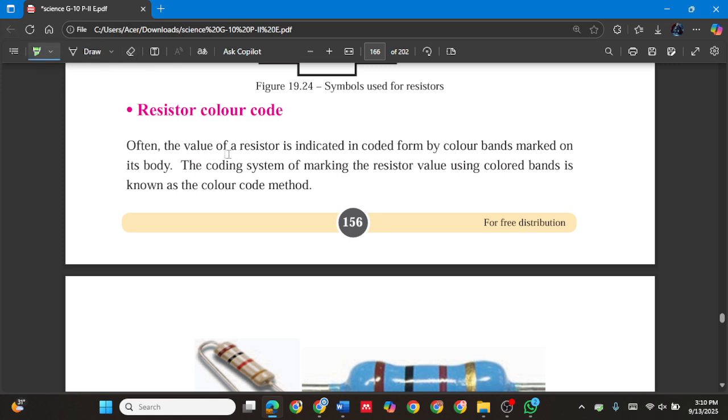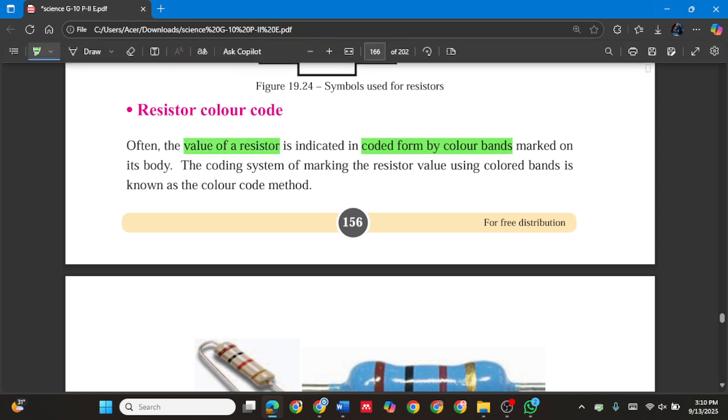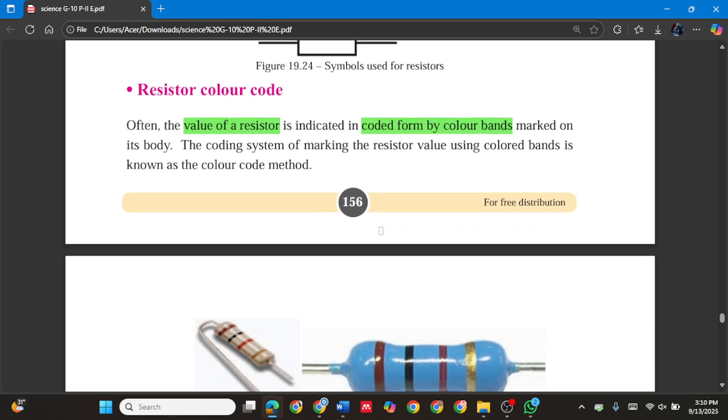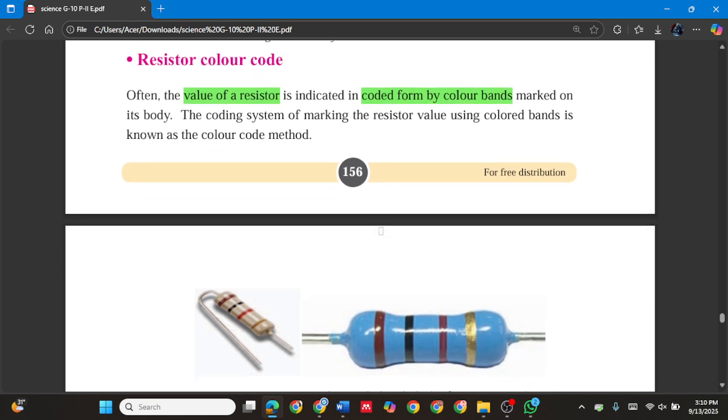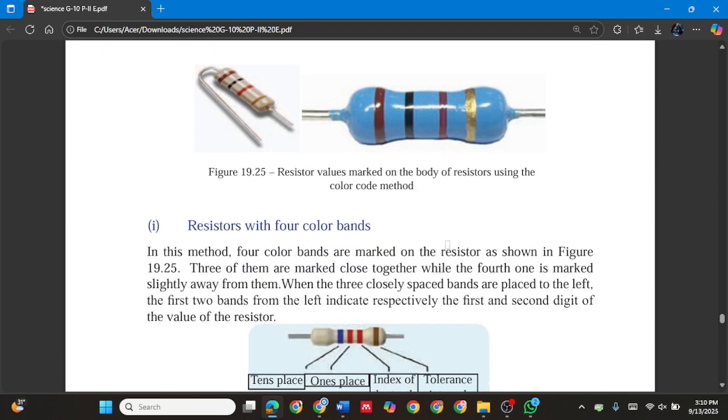Often the value of a resistor is indicated in coded form by color bands marked on its body. The coding system of marking the resistor value using colored bands is known as the color code method. This method is called the color code method. Resistor values are marked on the body of resistors using the color code method.